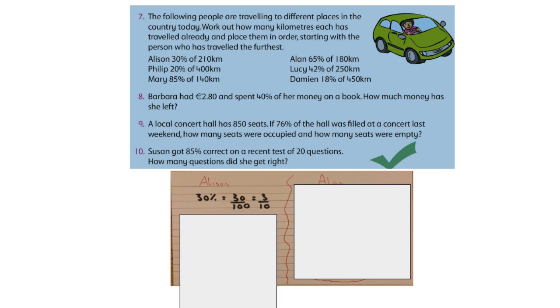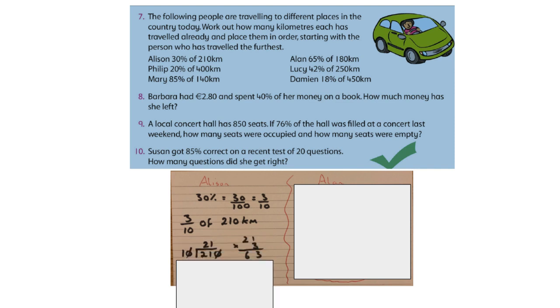How do I get 3/10 of 210 kilometers? I divide 210 by 10 and multiply my answer by 3. Okay, so I always divide by the bottom, multiply by the top. So 3/10 of 210: I get 1/10 first by dividing 210 by 10, which is equal to 21. I've simplified it here for myself.